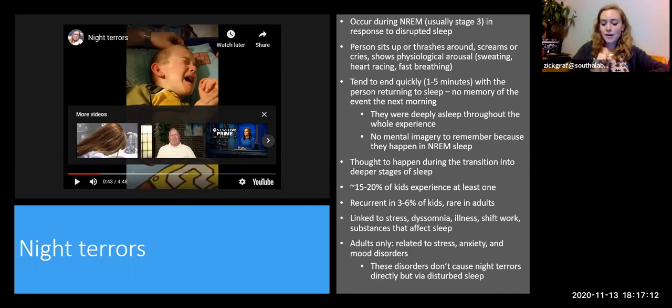Actually, in children, they don't tend to be associated with any psychopathology other than maybe a dysomnia or sleep-disordered breathing. In adults, anxiety, trauma, and mood disorders are associated with night terrors, but it's not that being anxious causes someone to have a night terror. It's an indirect causal relationship through elevated arousal during sleep and disruptions to sleep caused by anxiety. So again, even though people look really, really scared when they're having this phenomenon, they're not feeling scared when it happens. They're really not consciously feeling anything.